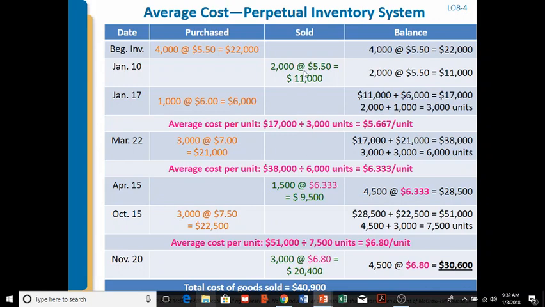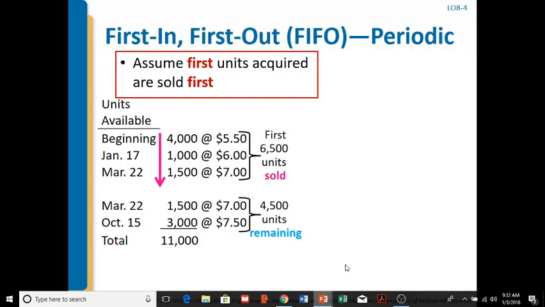So if you look at the items sold, the amount of those items sold, you add up the 11,000 plus the 9,500 plus the 20,400 to come up with cost of goods sold total of 40,900. That's about as hard as it gets. FIFO and LIFO, much easier.